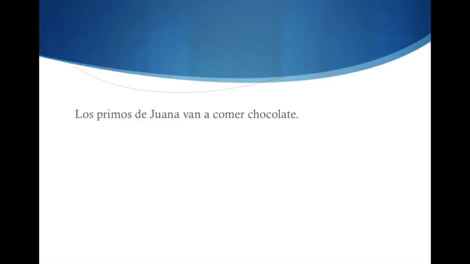Try this one. Los primos de Juana van a comer chocolate.